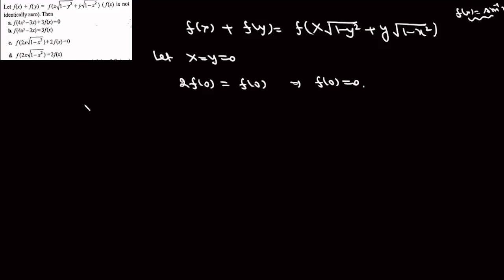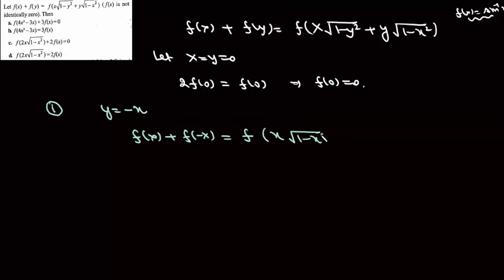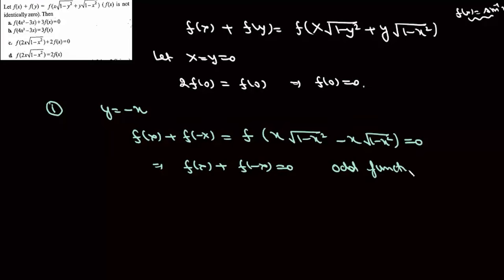Now first we'll find if this is an even function or an odd function. And for it, what we'll do is we'll replace y with minus x. So we'll get f(x) plus f(-x) will be f of x times under root of 1 minus x square, and then minus x times under root of 1 minus x square, which is f(0). f(0) is 0. So from here we can say f(x) plus f(-x) equals 0. That is, f(x) is an odd function. And we clearly know sine inverse x is an odd function.